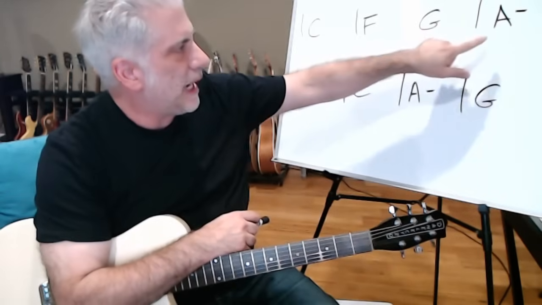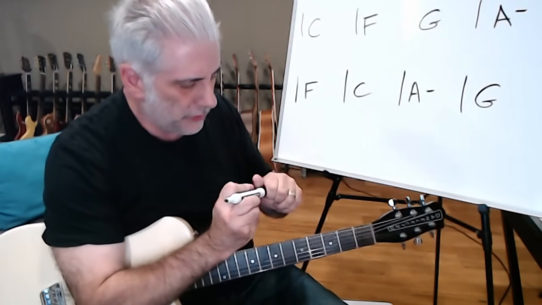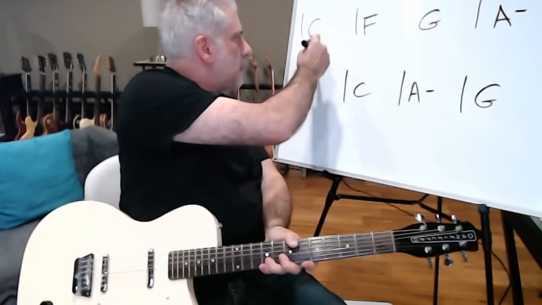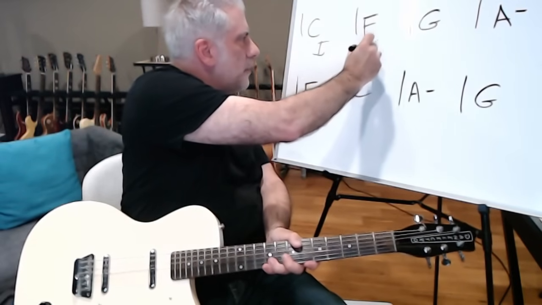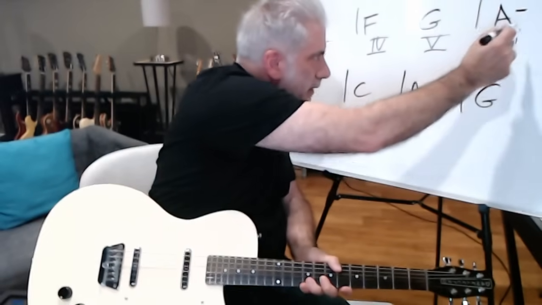C, F, G, A minor. Okay, so this is how you analyze them. You use Roman numerals. This is the 1 chord. This is the 4 chord. This is the 5 chord. This is the 6 chord.